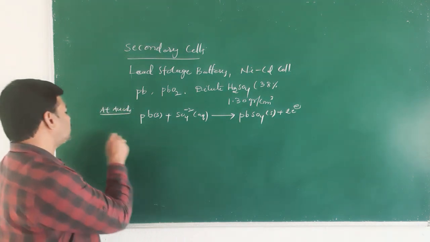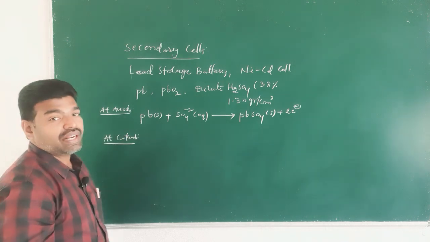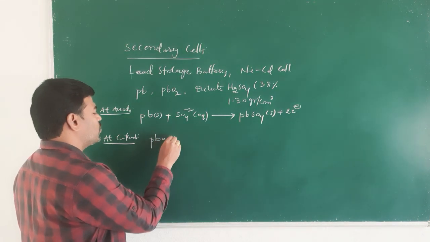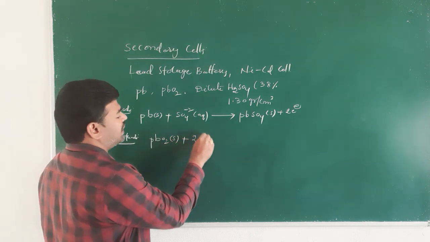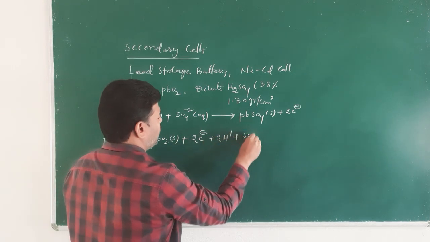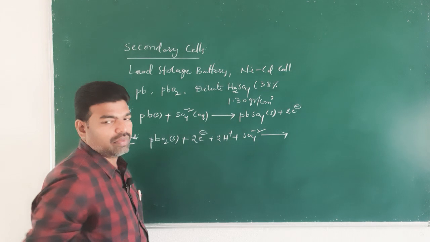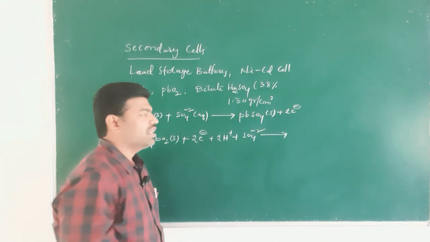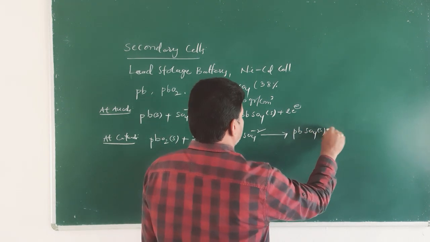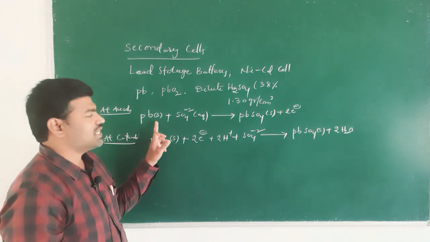And at cathode, what happens at cathode? Reduction takes place. That is, lead oxide PbO2 solid undergoes reduction. That is, these 2 electrons are gained by lead oxide, and 2 H plus ions plus SO4 2 minus give rise to PbSO4 solid plus water.